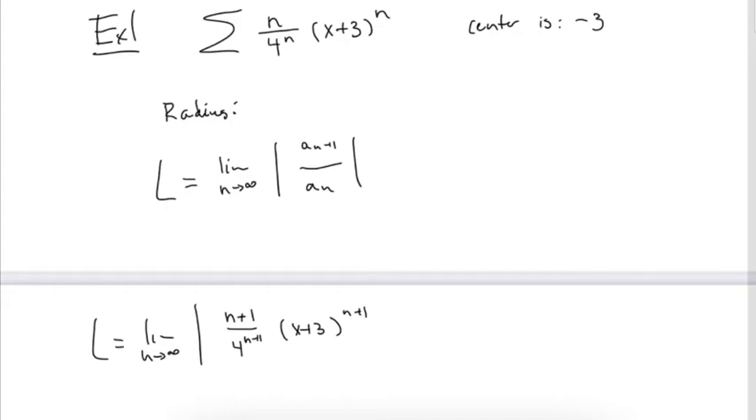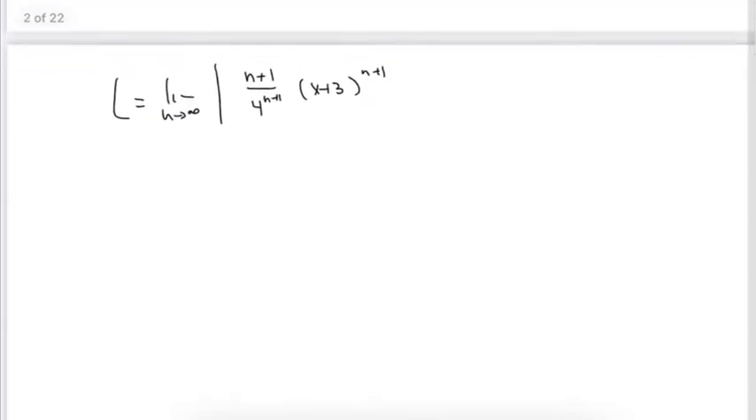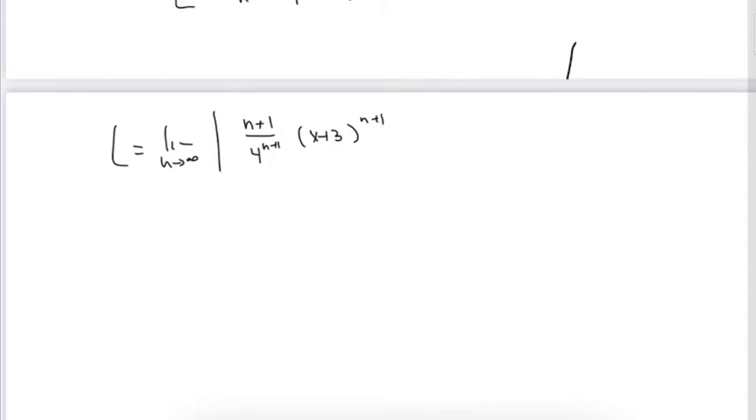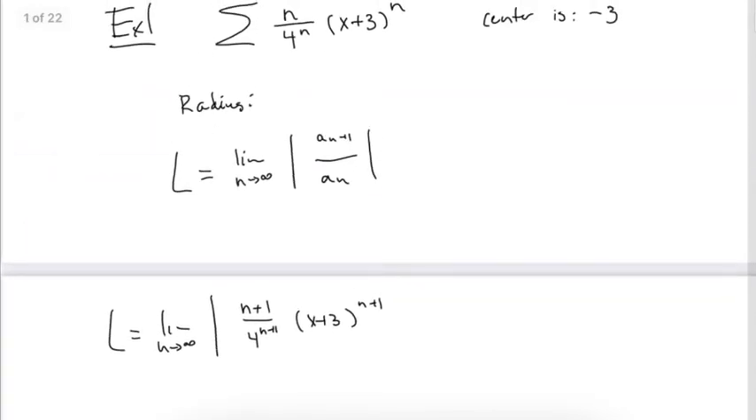As I always do, instead of divided by, I'm going to do times the reciprocal of a n. So I go times now, 1 over the original thing. So it used to say n over 4 to the n. It is now going to say 4 to the n over n. And then that x plus 3 to the n needs to be in a denominator, so I'll write it as 1 over x plus 3 to the n. That's the reciprocal of the original formula. Okay, this is a n plus 1 divided by a n.